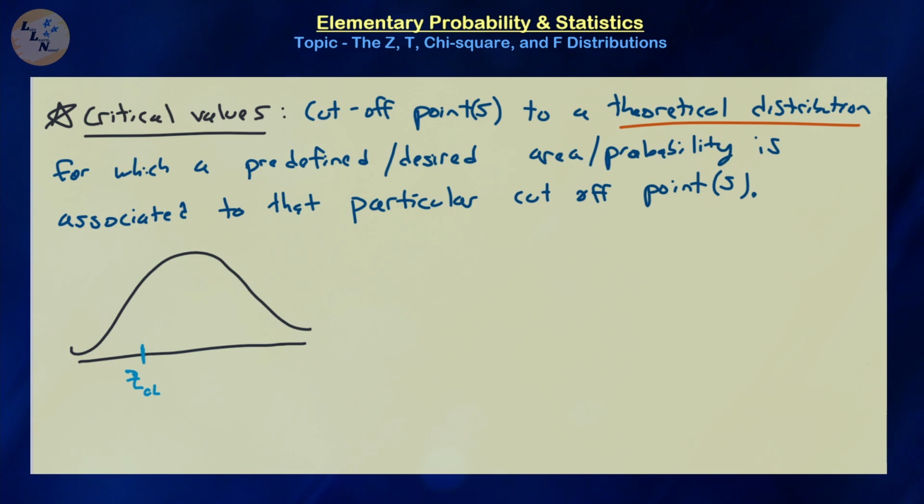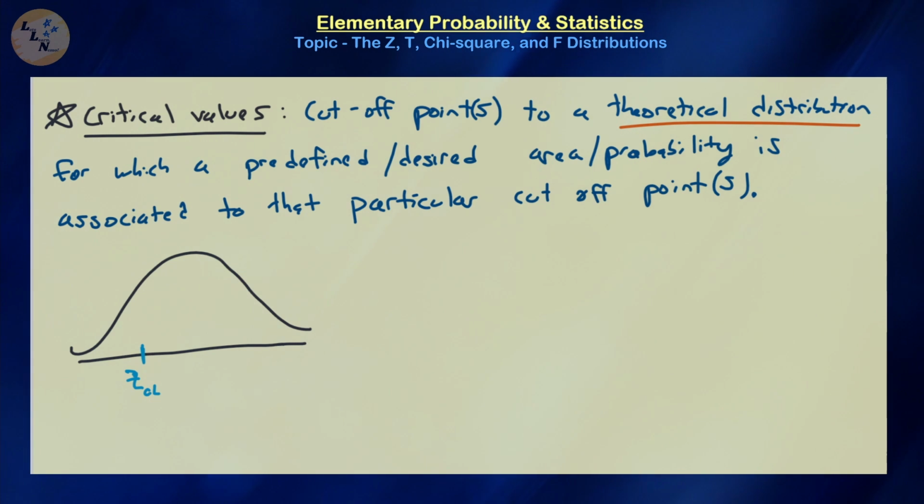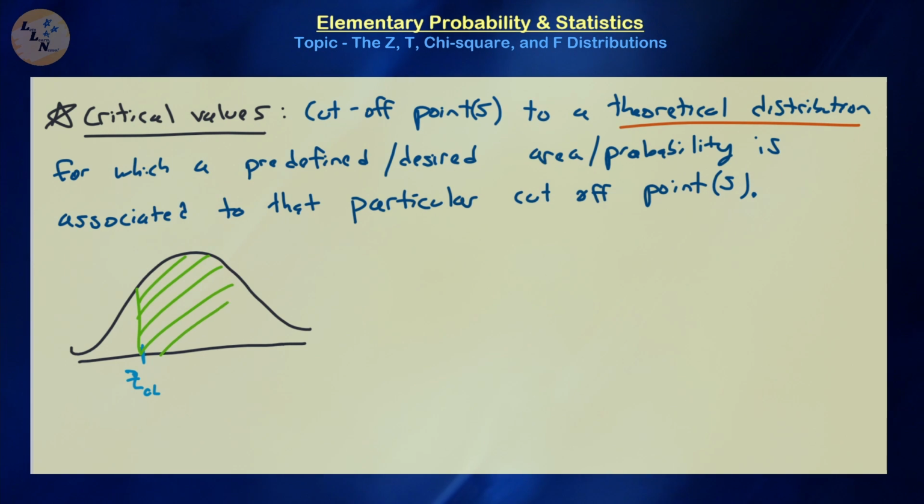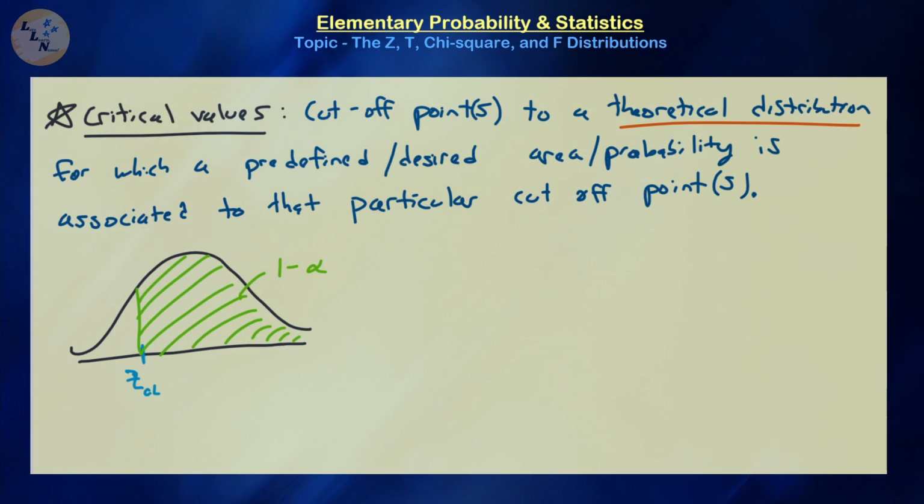So ZCL, this is going to be like Z critical L for left, and I'll talk about why I'm going to call it left in a moment. And what I want this point to be associated to is a point such that the area to the right of it is going to be equal to 1 minus alpha, and to the left of that particular value is going to be alpha.